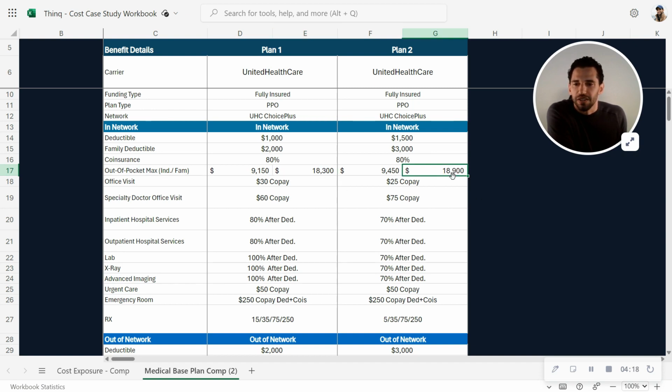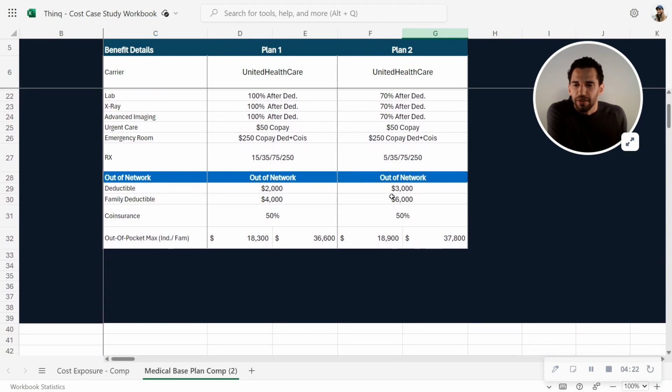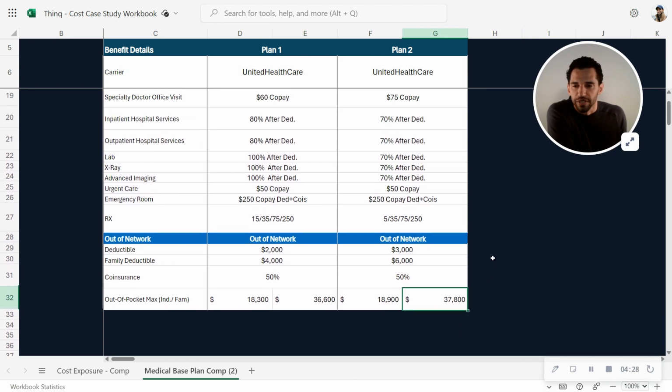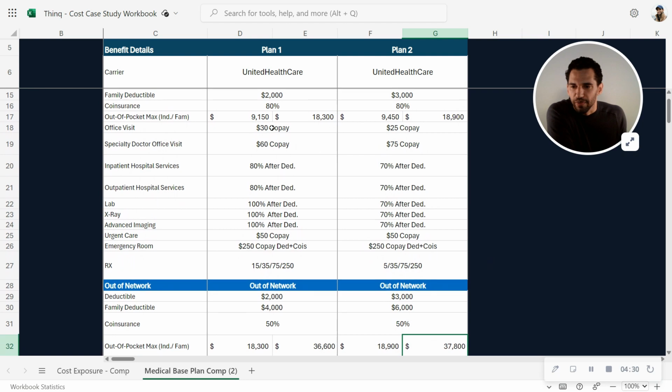Now, that's a $600 difference, right? And then if you go down here, it is $36,600, and this one's $37,800. One thing you'll notice is these usually double, right? In network, out of network. 9,150, 18,300, 18,300, 36,600. Now, that's not all the time, but a lot of times they're usually double, right? So you'll want to look at that.